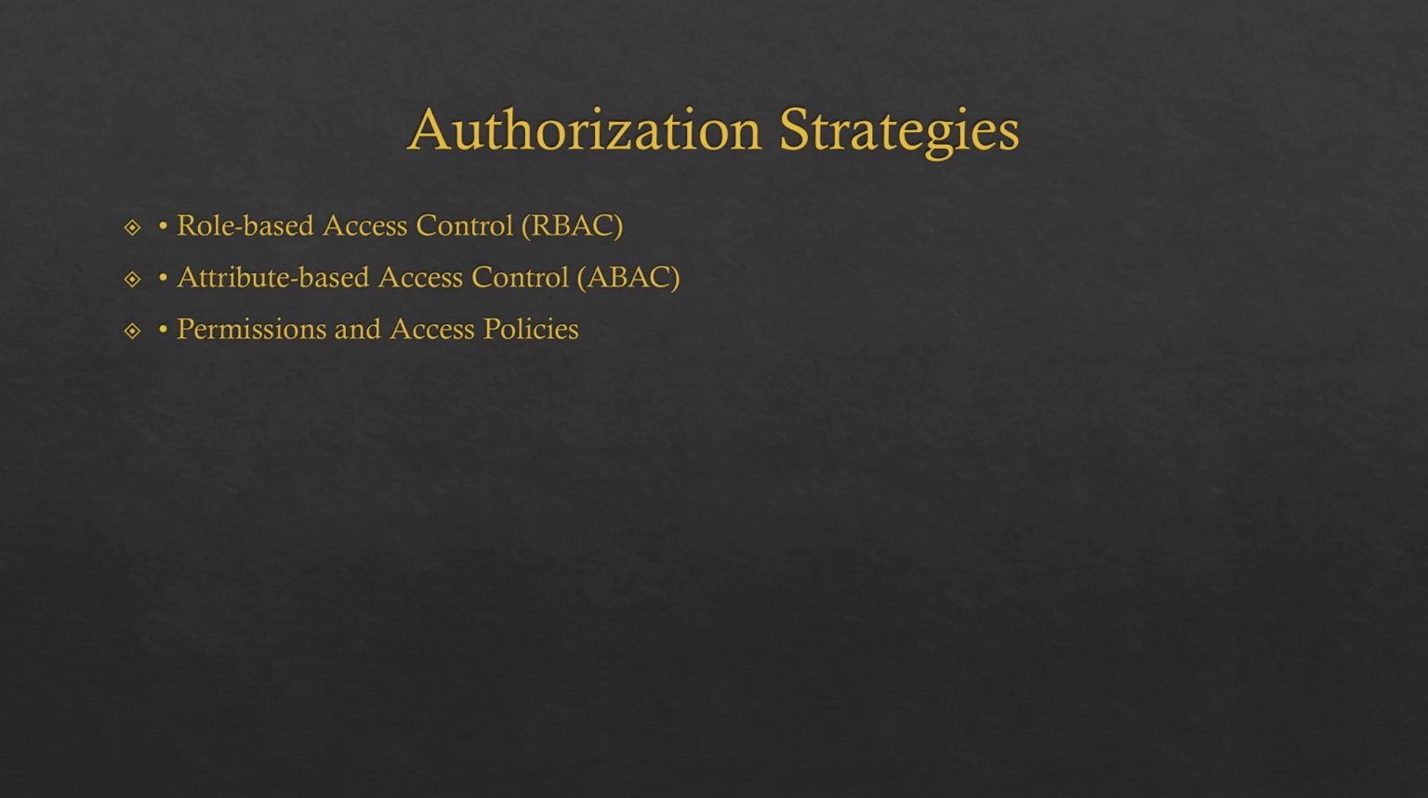Once users are authenticated, authorization determines what they are allowed to do within the system. Role-based access control, or RBAC, grants permissions based on roles such as admin or user. Alternatively, attribute-based access control, or ABAC, provides more granular control by evaluating specific attributes such as department or clearance level. By setting proper permissions and access policies, we ensure that users only have access to the resources they are authorized to use.